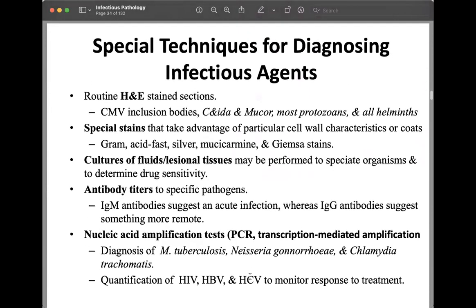So how do we diagnose these agents? Of course, tissue biopsy using routine hematoxylin and eosin sections. Sometimes we may need special stains, for example, gram stain for bacteria, acid fast for mycobacteria, silver stains for syphilis and other spirochetes, Giemsa stains for blood parasites, like for example Leishmania. We also need cultures of tissue or other body fluids, and serology. You might need to do antibody titers.